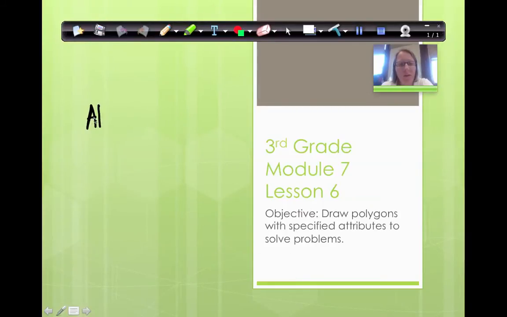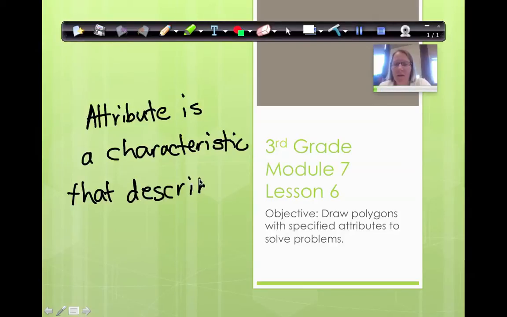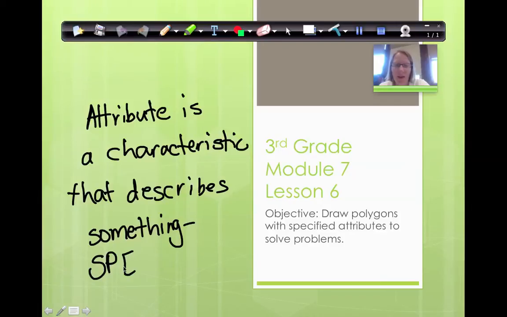An attribute is basically a characteristic. Okay, so it's a characteristic that describes something. Okay, so it's very specific. Let's say specific. Write that in capital letters. Specific. It's very specific. So when we talk about attributes, we're basically talking about a very specific characteristic.